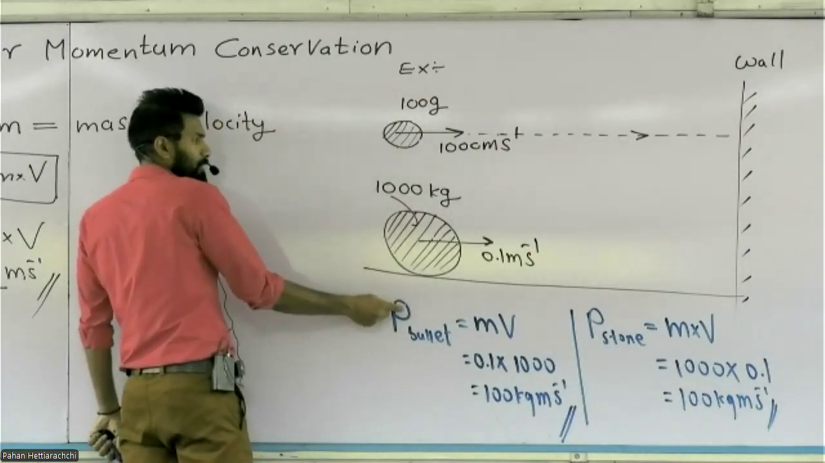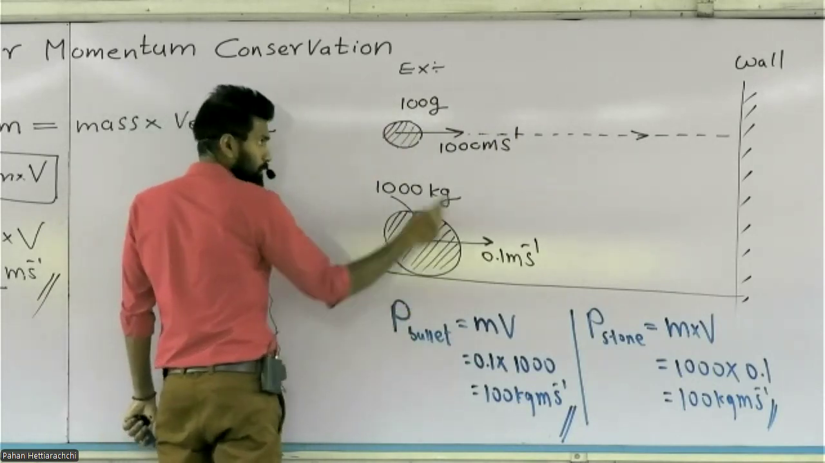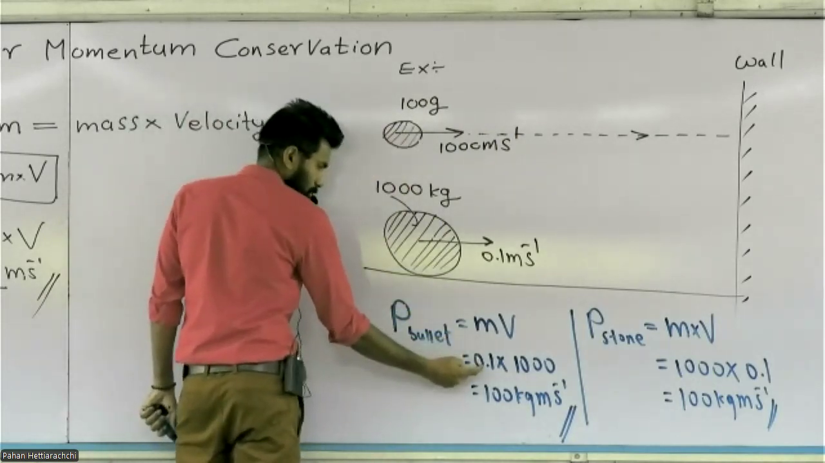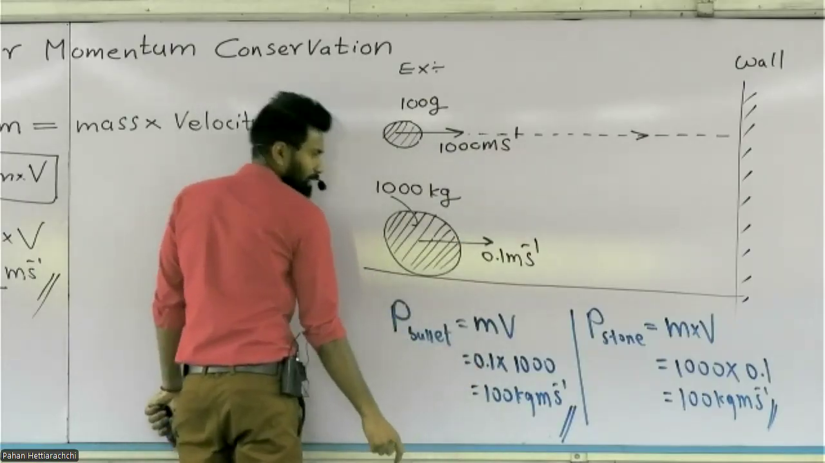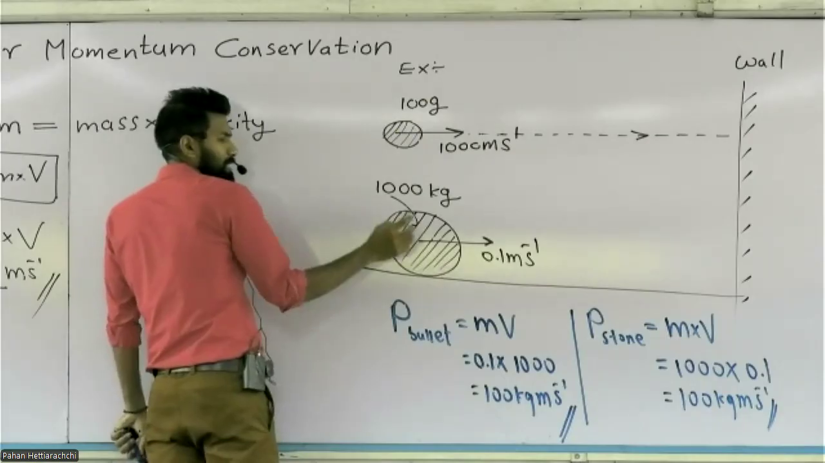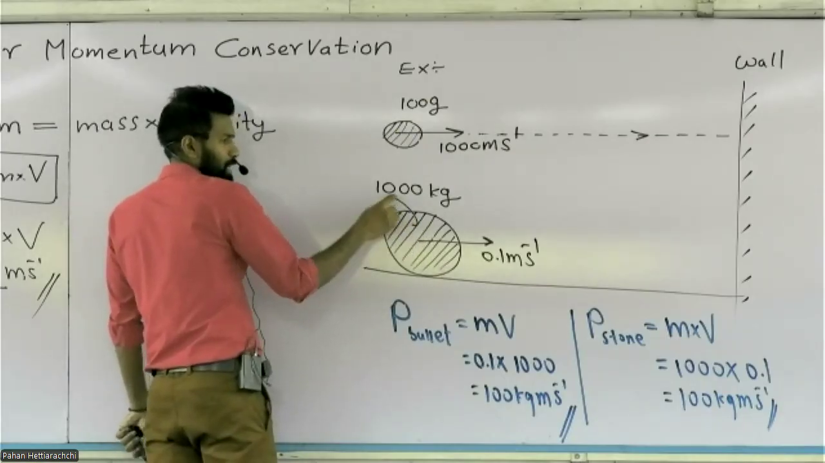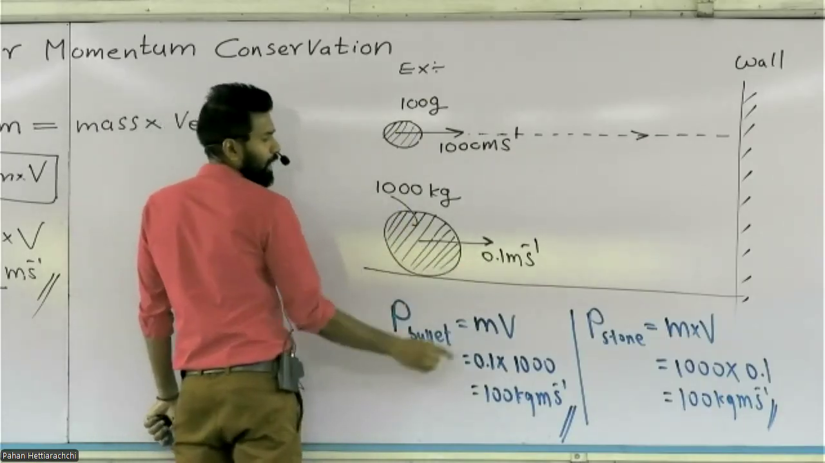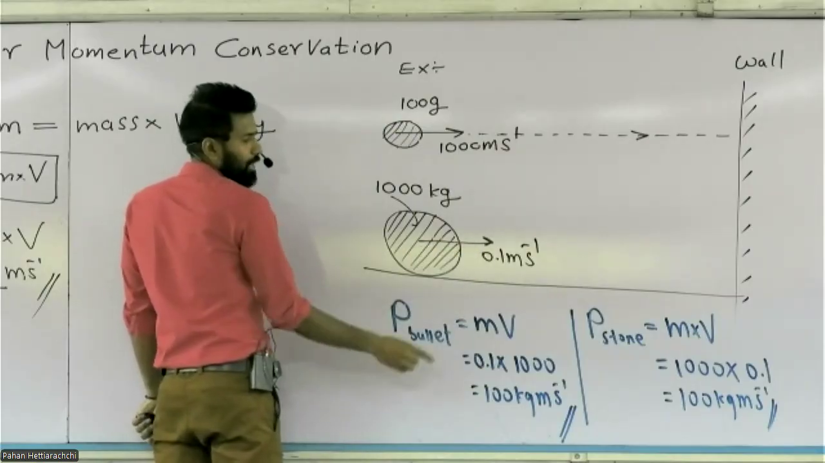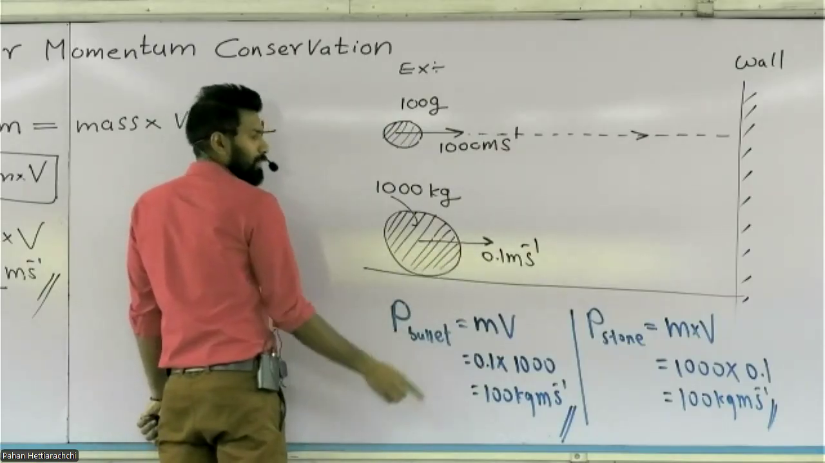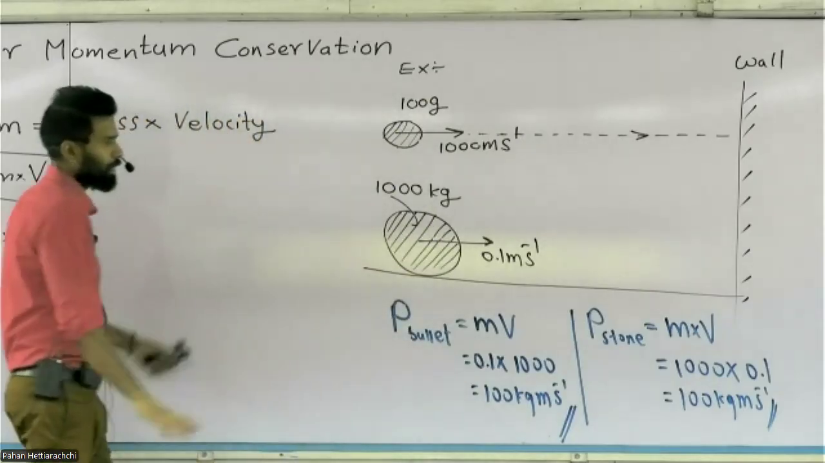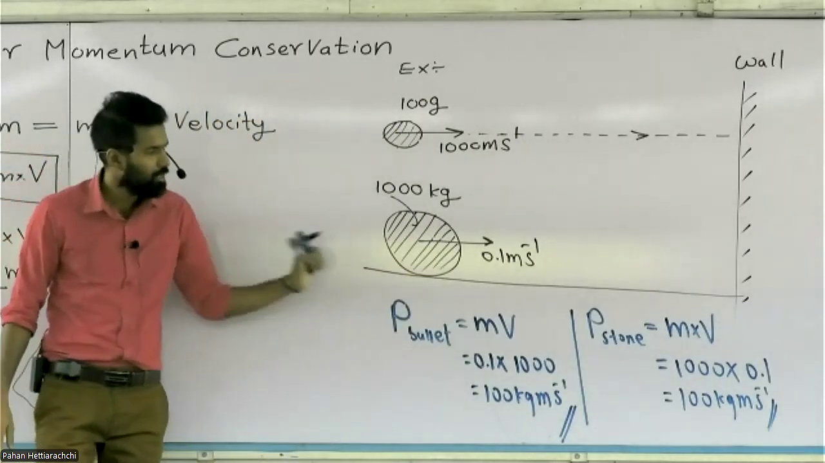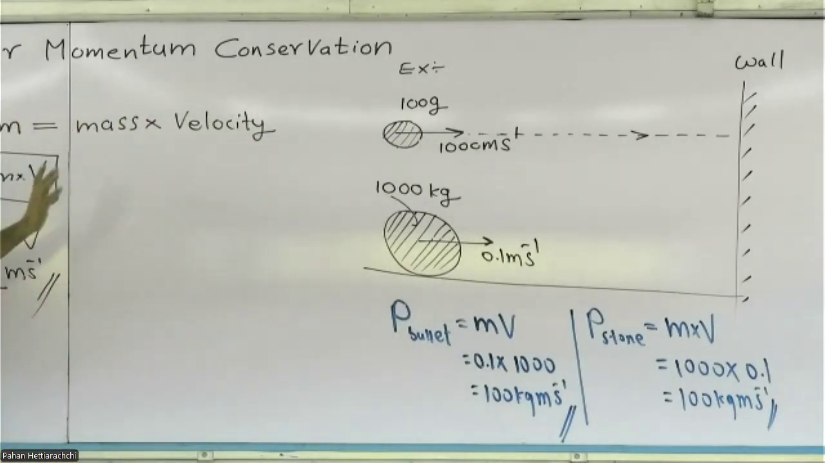To show you something, I have calculated the momentum of these two objects separately. As this bullet has a mass of 100 grams, 0.1 kilograms, into the velocity 1,000, that is 100 kg meters per second. And again, as this stone has a mass of 1,000 and a velocity of 0.1, what is the momentum? 100 kg meter per second. Now, by looking at these two examples, can you say something about momentum?